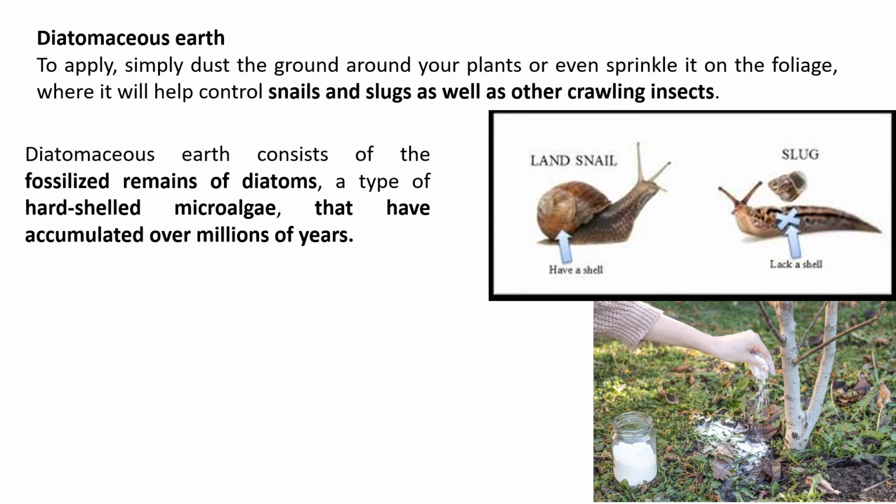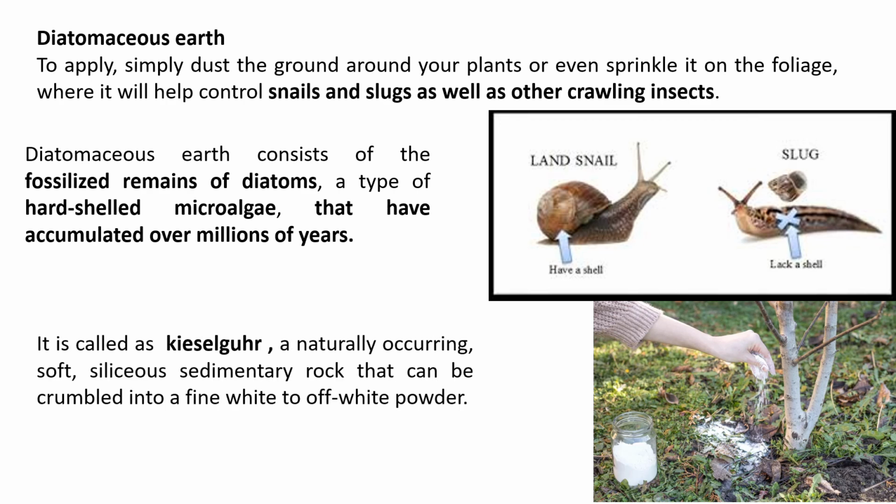Diatomaceous earth consists of the fossilized remains of diatoms, a type of hard-shelled microalgae that have accumulated over millions of years. It is also called kieselguhr, a naturally occurring soft, siliceous sedimentary rock that can be crumbled into a fine white powder.